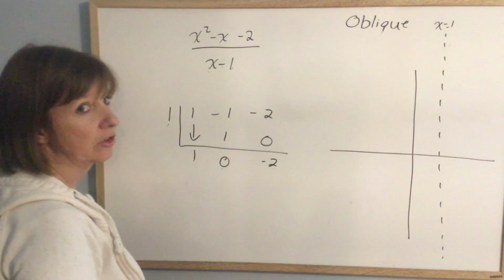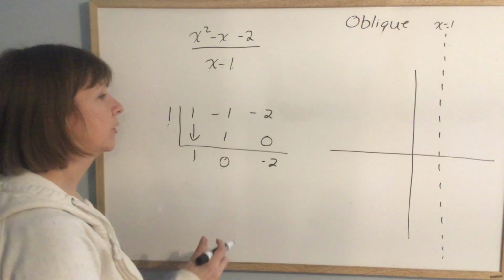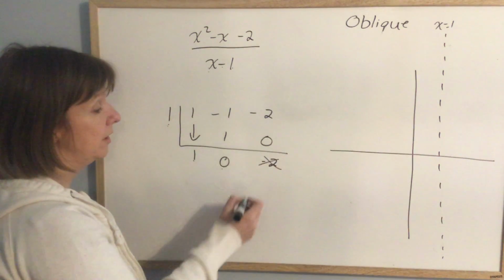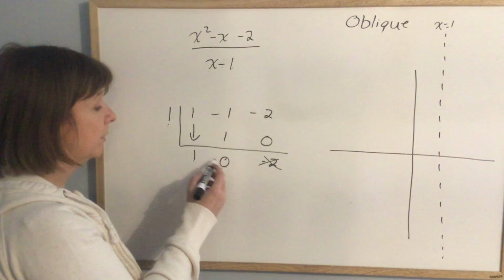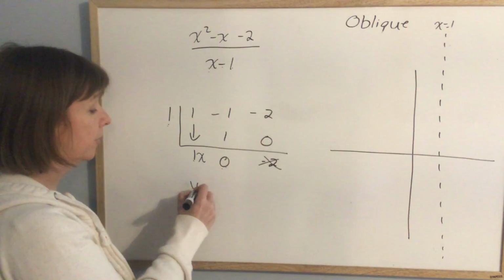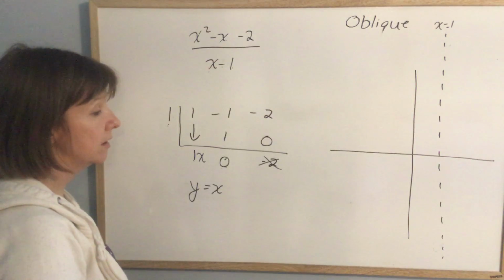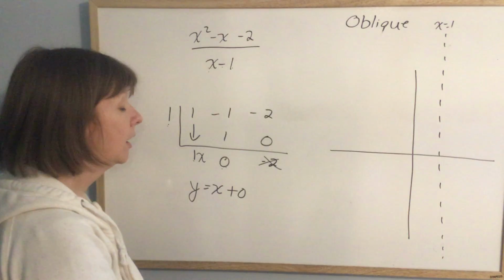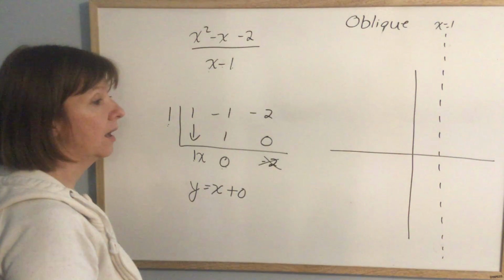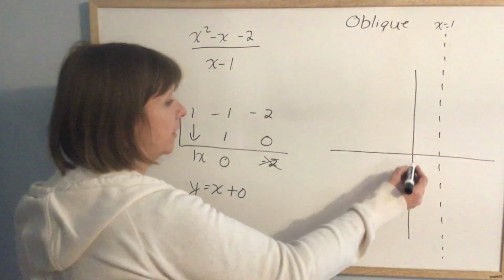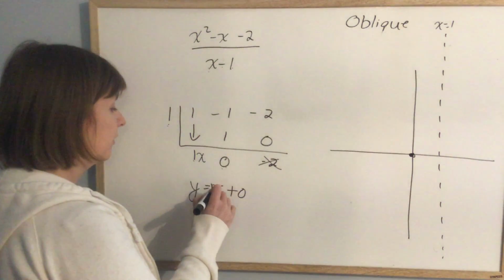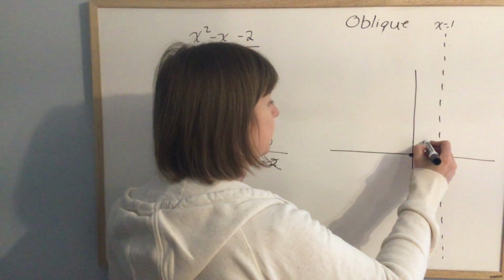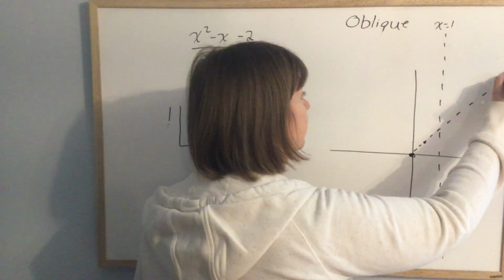They did it by long division. It's the safest route. I just find it difficult to do. So this is my remainder, so I don't use it. This is my constant. This is my x. So y is equal to x, or if you want, x plus 0, if that makes you happier. That is my oblique asymptote equation. So my y-intercept is at 0, and my slope is 1 over 1. So up 1, over 1. So here is my oblique asymptote.